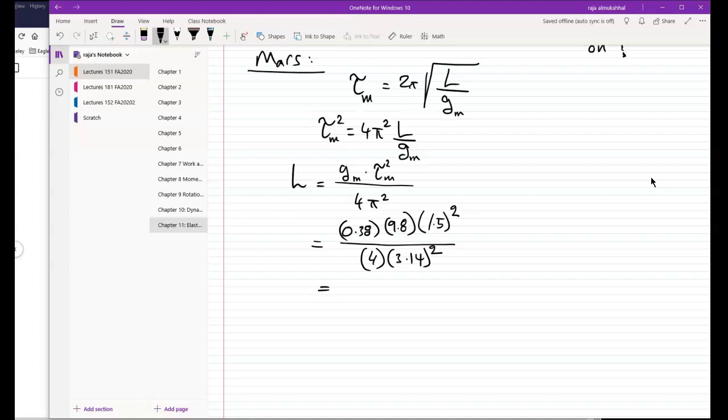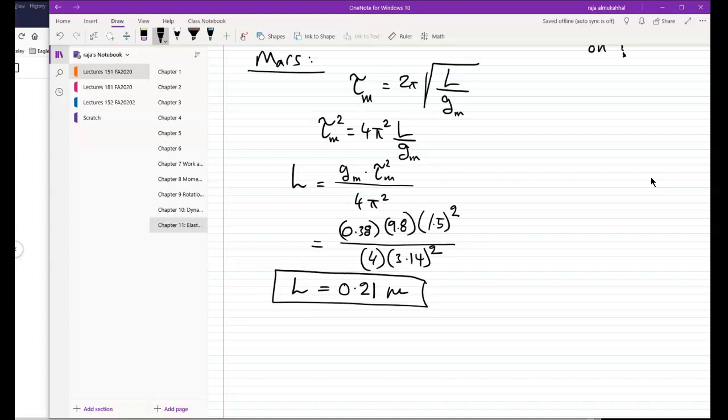I hope you're working with me. Equals 9.8, 1.5 squared. Answer. I got 0.21 meters. That's the length of the pendulum.